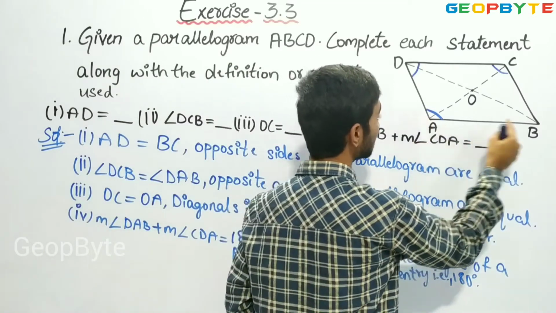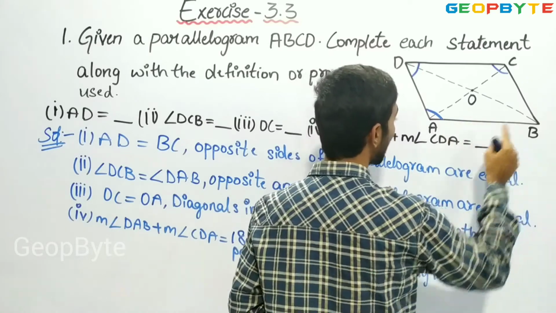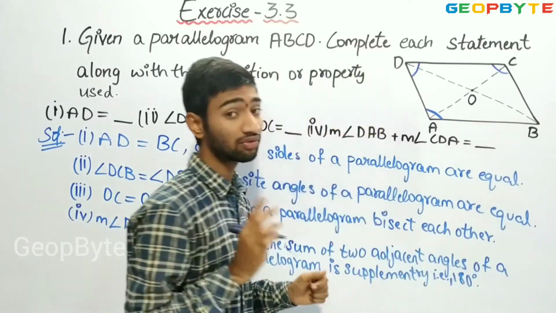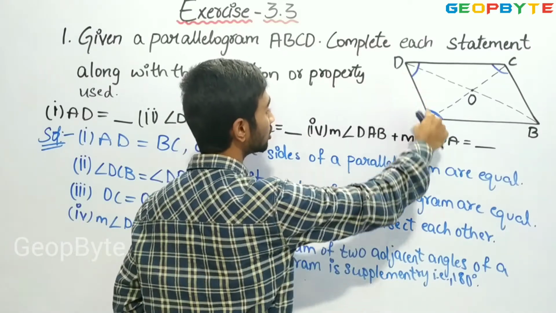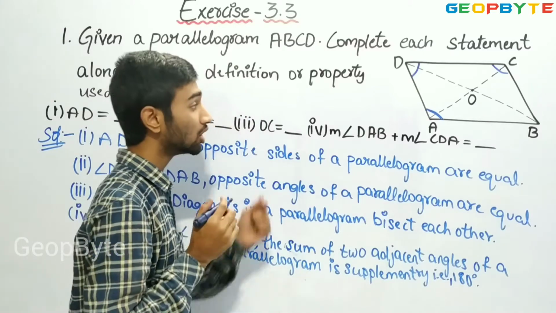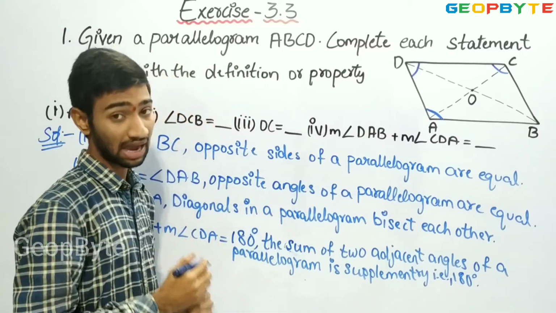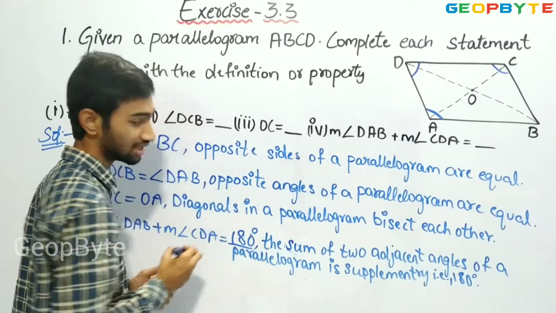Also angle A plus angle B will also be 180 degrees, because these two are adjacent angles. So the sum of two adjacent angles, adjacent means side by side. So here angle A is adjacent to angle D. So the sum of two adjacent angles of a parallelogram is supplementary. So it is equal to 180 degrees.